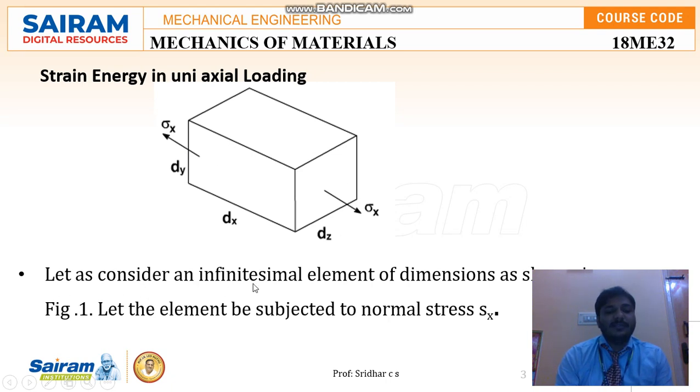Let us consider an infinitesimal element of finite dimensions as shown in the figure. This is just an example to identify how the strain energy will act in uniaxial loading. Normally, strain is nothing but change in length by original length. So we are going to consider an infinitesimal element of finite dimensions as shown. Uniaxial means we only consider one direction.